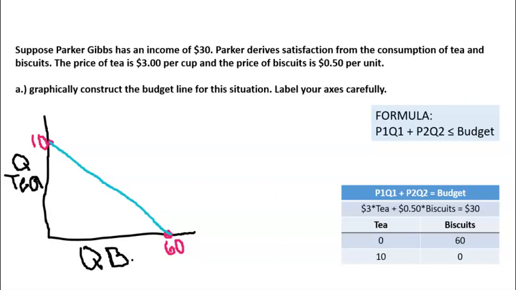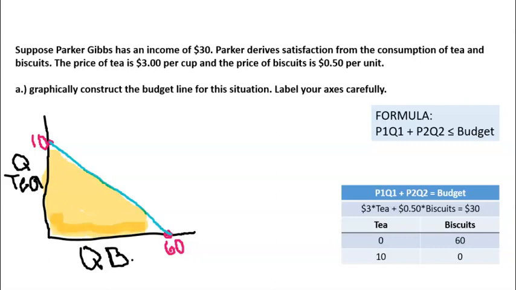We have a budget of $30. We can either spend $60 on biscuits and nothing on tea, acquire 60, or 10 teas for $30, or any other combinations that would fall on that line because we are equal, or below it. So anything in this area here, we could also have.